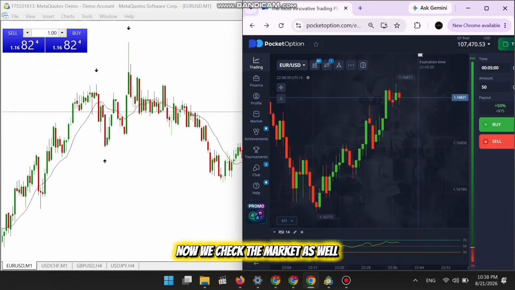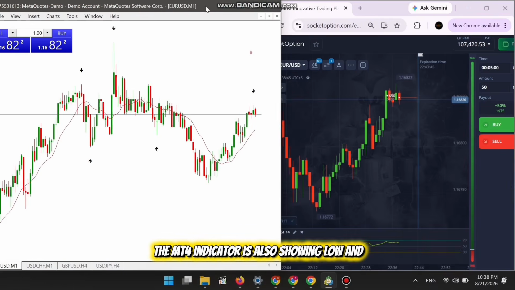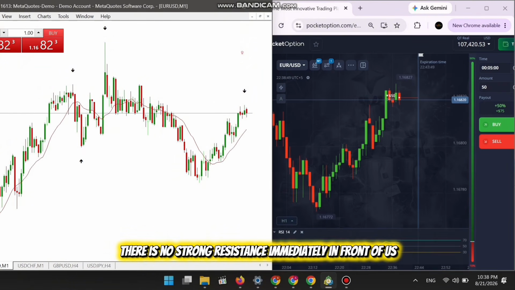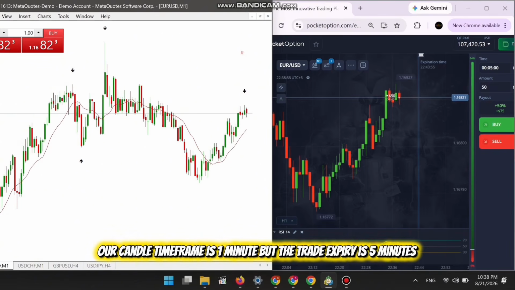Now, we check the market as well. The market is moving lower. The MT4 indicator is also showing low, and there is no strong resistance immediately in front of us. So we take our first buy trade here. Our candle time frame is 1 minute, but the trade expiry is 5 minutes.